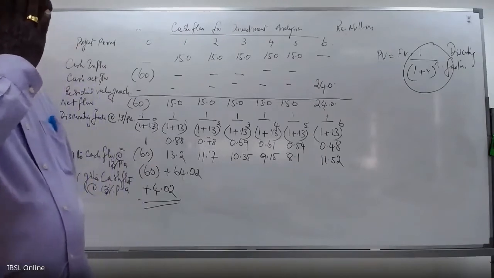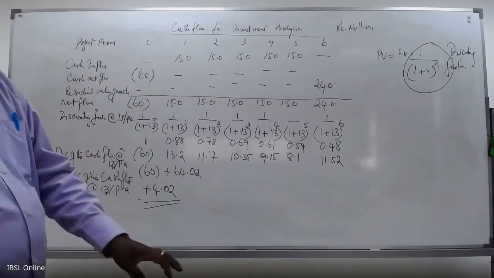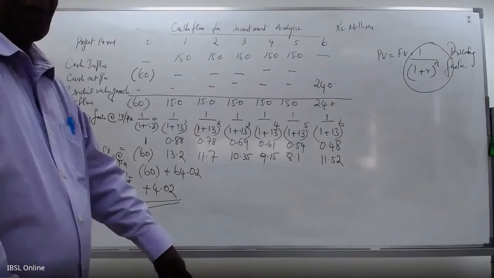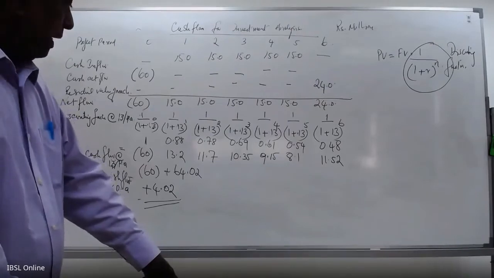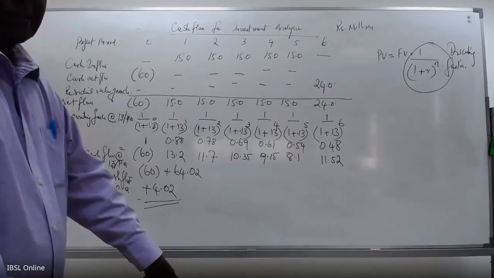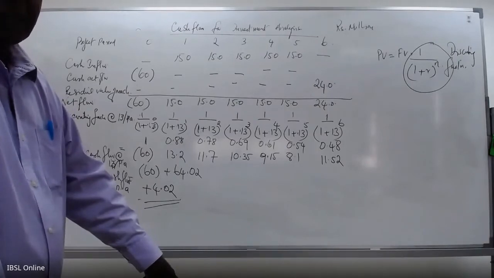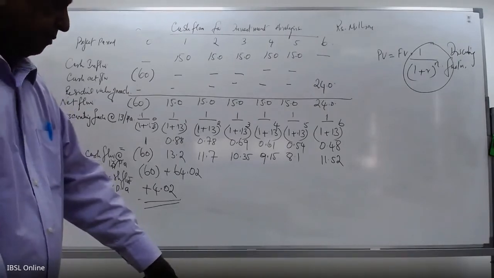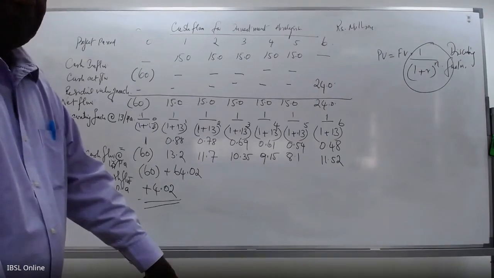So here in this example, when the discounting rate was 18%, it is not worthy. The investment is not worthy. And when the discounting rate is reduced to 13%, it becomes worthy. NPV is positive, that we have seen.